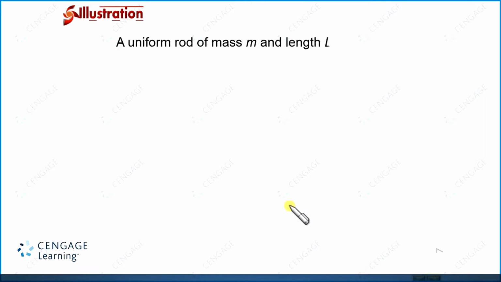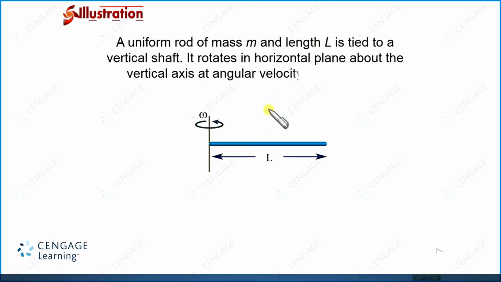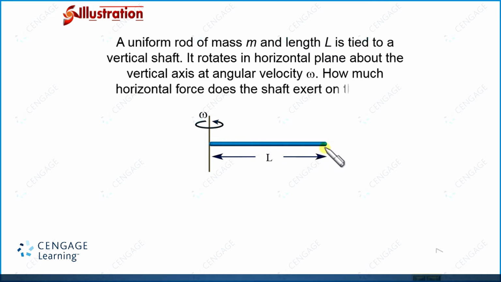In this illustration, we are given a uniform rod of mass m, length L. You can observe here this is a uniform rod, that is, mass is uniformly distributed over the length, and it is having mass m, length L. It is tied to the vertical shaft.